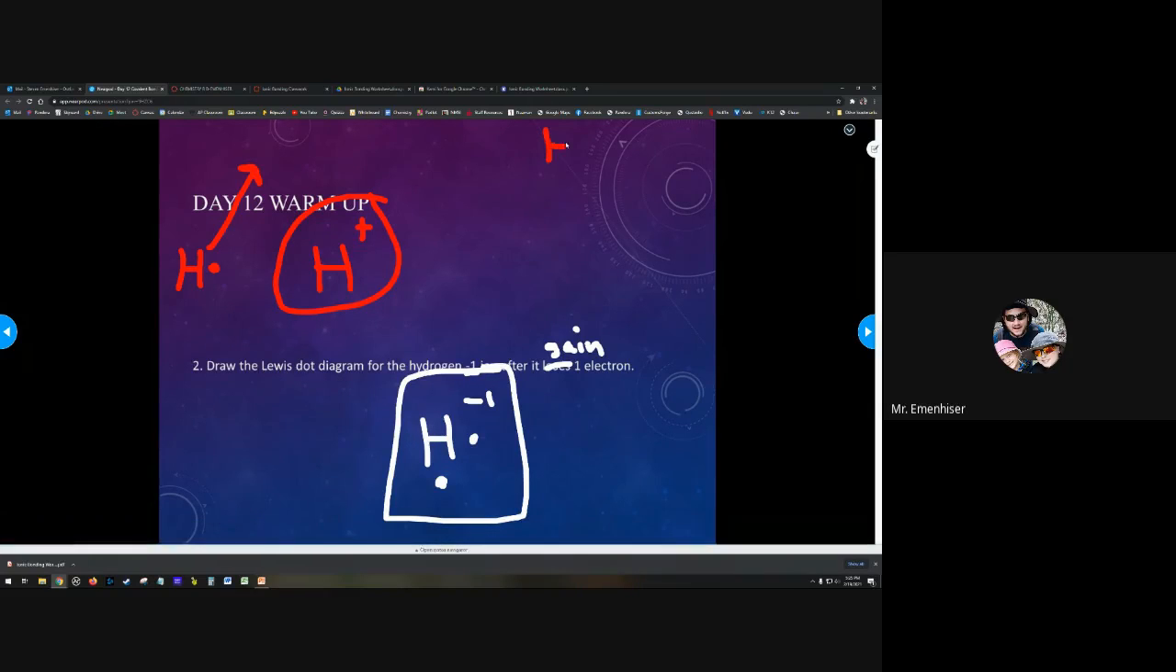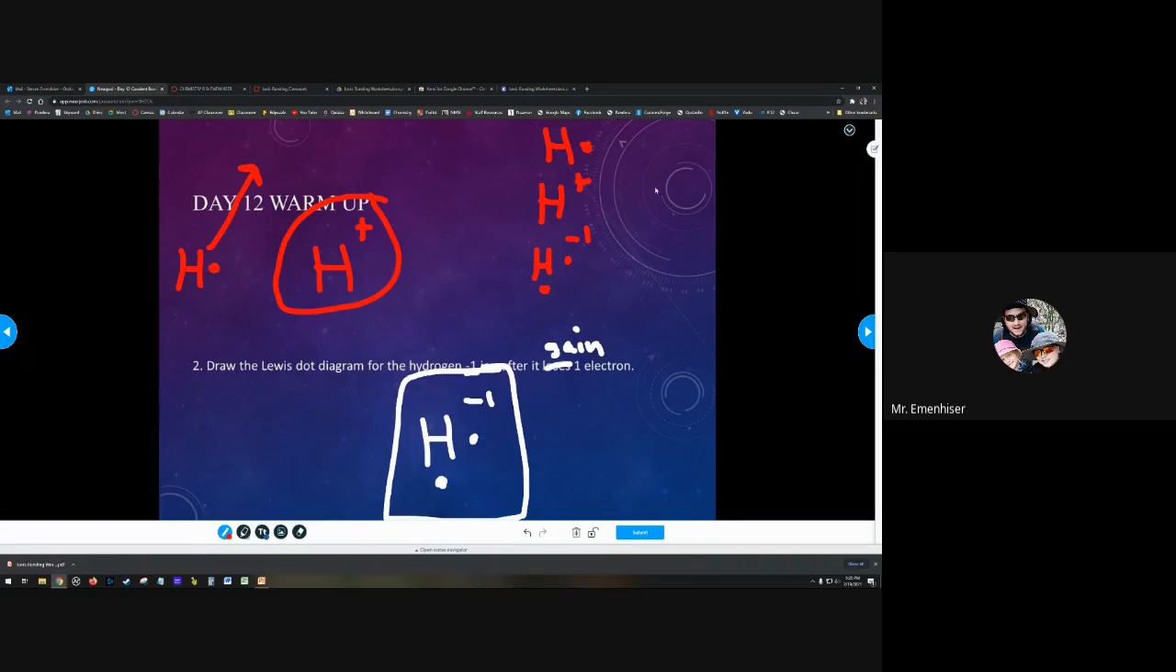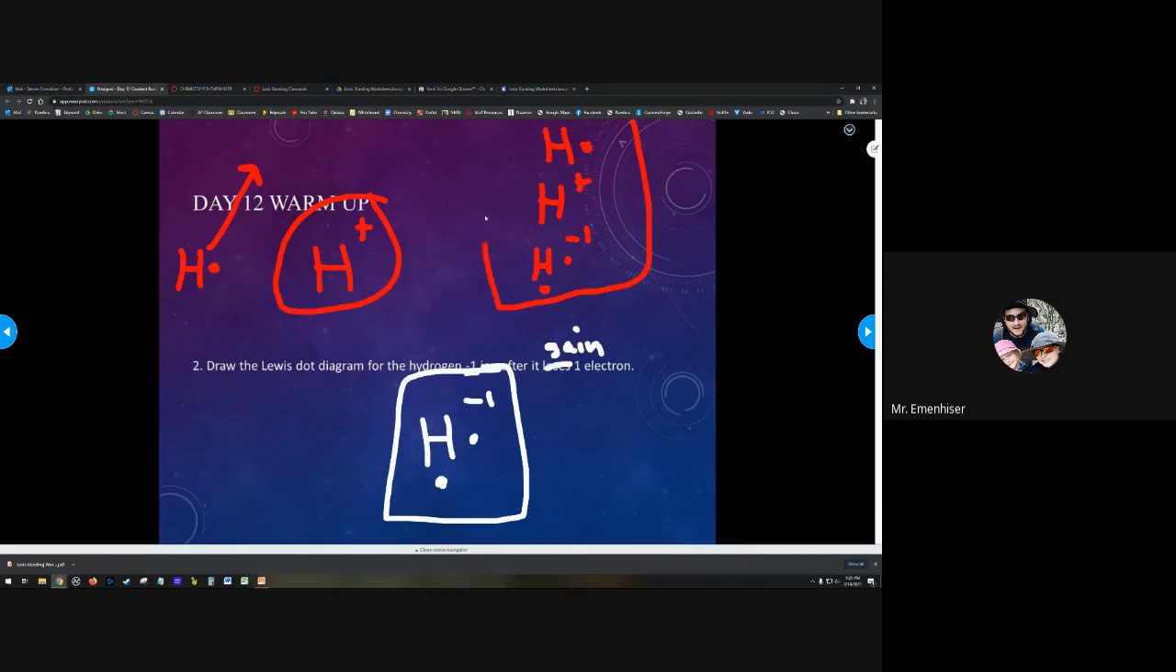So here's what we have for hydrogen. We have hydrogen with this dot. We have hydrogen that's naked with a +1. And then we have hydrogen with 2 dots and a -1. And that's kind of the 3 things that hydrogen can do.